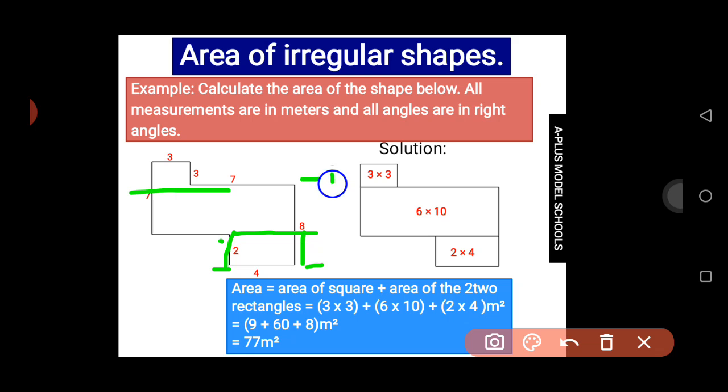And the whole of this length is 8. So if from here to here is 2 centimeter, and the whole is 8, that is 8 minus 2, which is 6. That's how I got this 6.